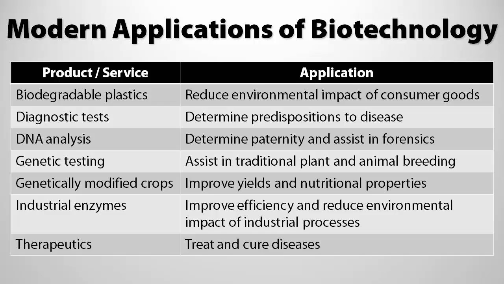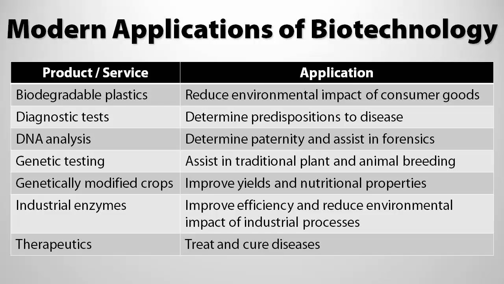Here is a table with some more specific applications, many of which you may be familiar with. Biodegradable plastics are widely available, and maybe in your milk and orange juice containers, and in the utensils and plates you get at takeout restaurants. Diagnostic testing has been around for many years, and it plays a vital role in determining the best path to treat certain diseases. DNA analysis became famous with the O.J. Simpson case and is now a routine part of criminal investigations. It can also help determine paternity and heritage.